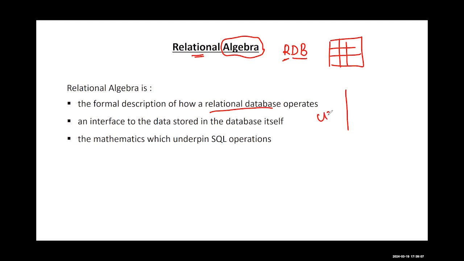So if there is a user and here is my database, how am I going to perform certain operations? The user might want the data in a certain way. He might want only the columns, only the rows, or only certain data. Such operations are performed, or such data is retrieved from the database, and who is the interface for that? That is nothing but your relational algebra.